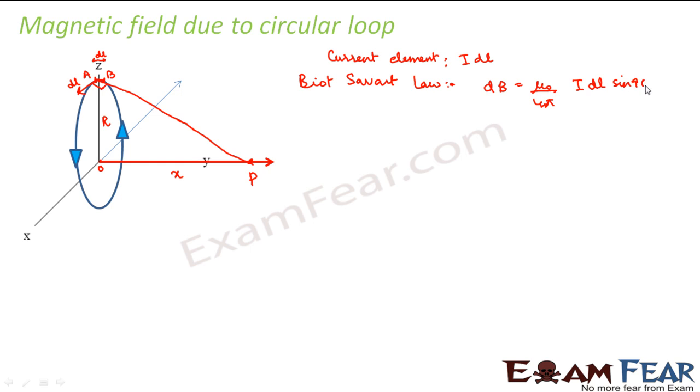So this is sine 90 degree divided by r square. r is nothing but this position vector. So what is the value of this? This is 90 degree, this is r, this is x. So this will be root over r square plus x square according to Pythagoras theorem. So r square will be root over r square plus x square whole square, right? So dB becomes equal to mu naught by 4 pi, I dl divided by r square plus x square, right? So this is the small value of dB.